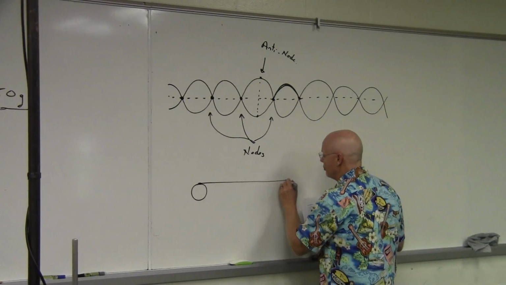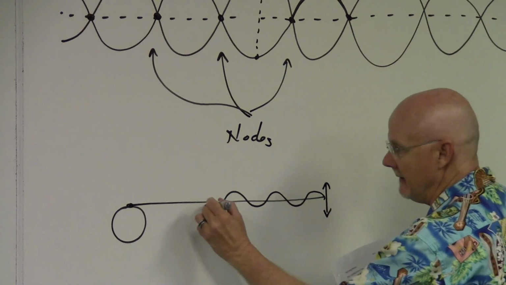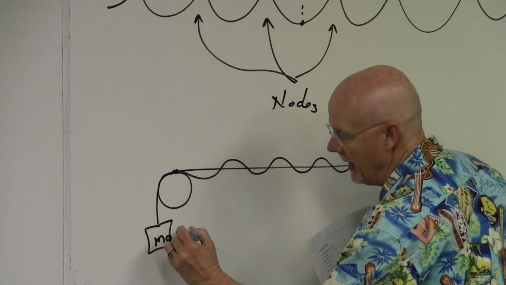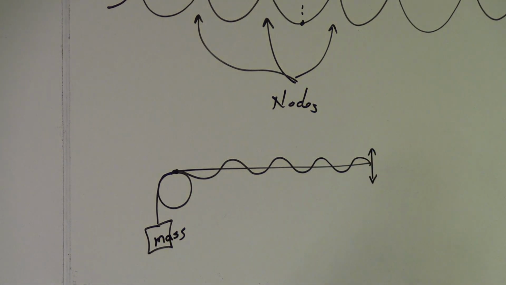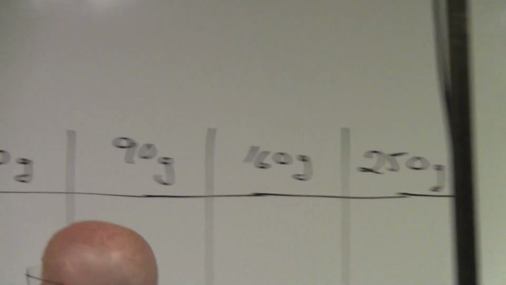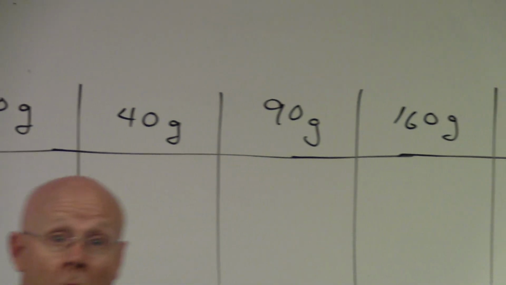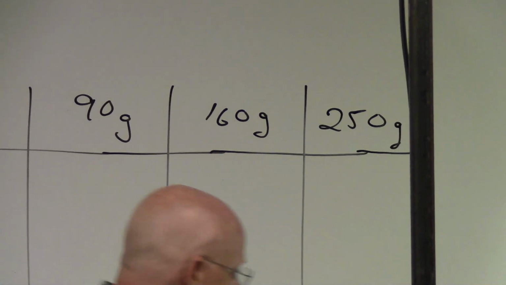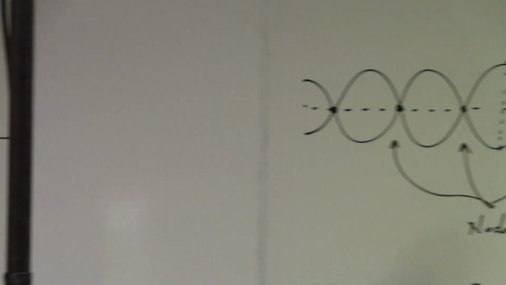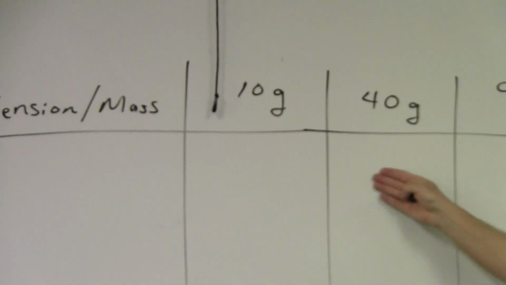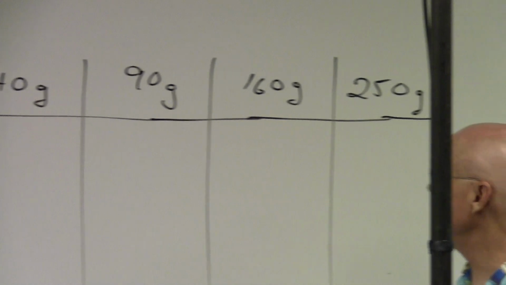And so we take a string and we have a little oscillator. And this is going to make the waves on our string. And the tension would be determined by how much mass we hang. And that's why this first column here in the table is saying, all right, what is your tension and what is your mass? And so part one of today's experiment on the standing waves is to go ahead and look at the standing waves when you have a small amount of tension. So that's where we'll start here with 10 grams. And then increase that, and we'll go to 40 and 90 and 160 and 250.